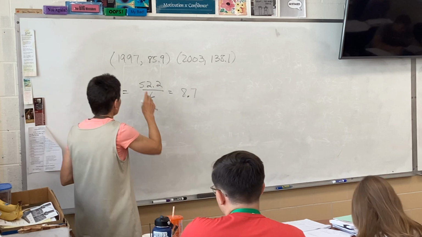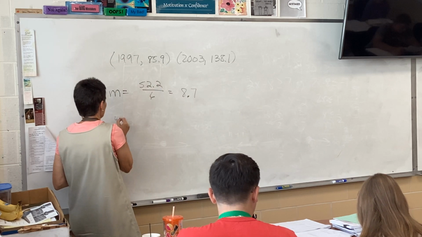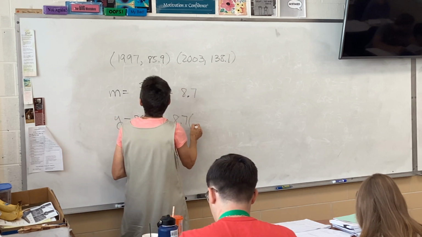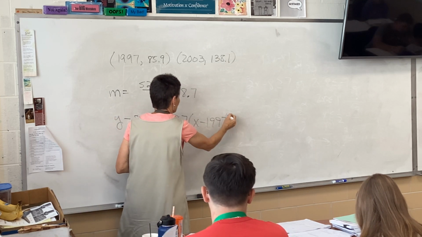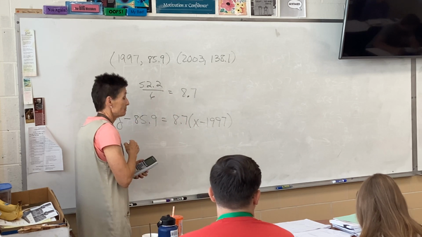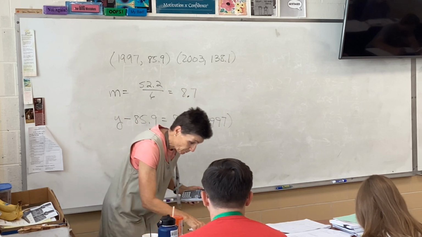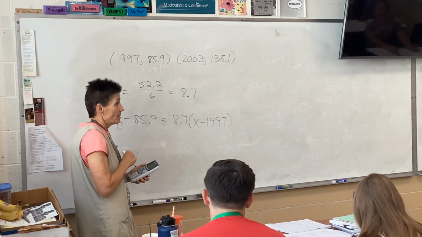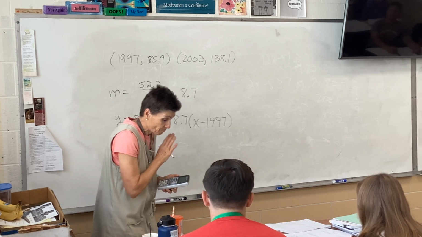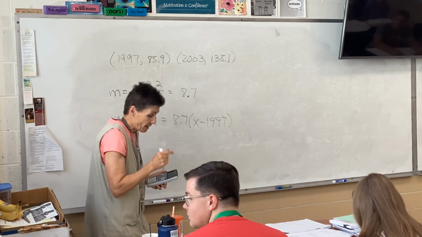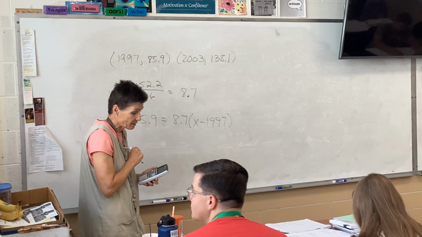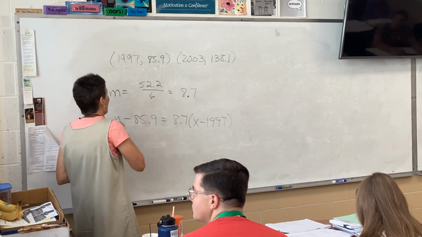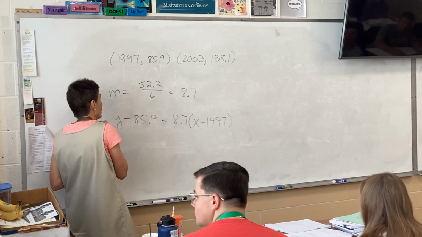And then I'll pick a point, it doesn't matter which one, I guess I'll just use that one. Y minus 85.9 equals 8.7, x minus 1997. Now, that would be an equation to describe this data using the data points they gave me. Now, it's not very useful, but that's okay. And then I'll skip to C. C says predict the exports or imports in 2022. Now, where's the 2022 going to go in this equation?